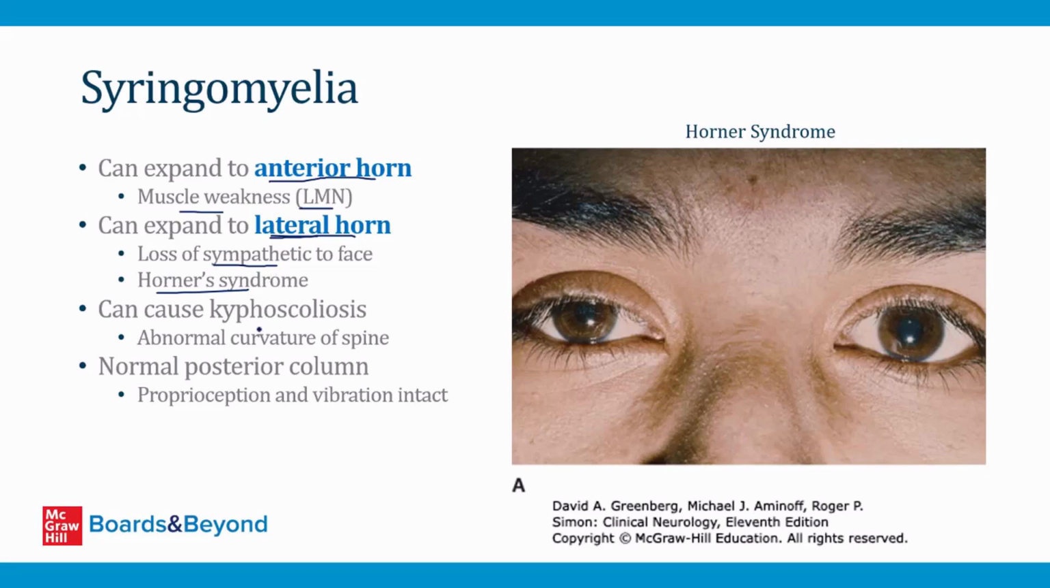And then you should know that these cavities forming in the spine can affect the curvature of the spine, leading to abnormal curvature. That's called kyphoscoliosis. And then importantly, the posterior column is almost always normal, so proprioception and vibration sensation should be intact.